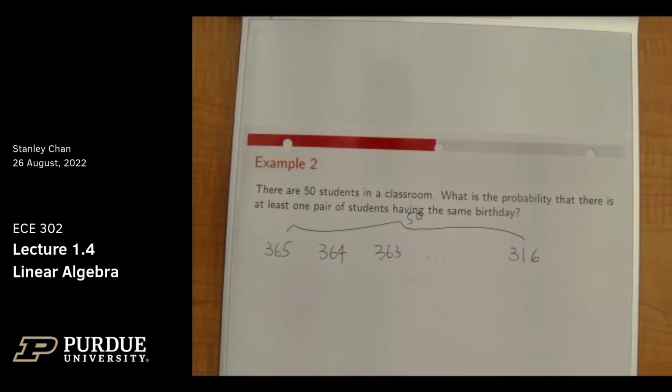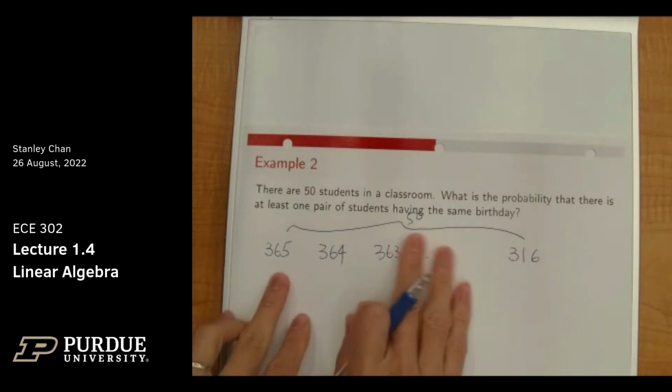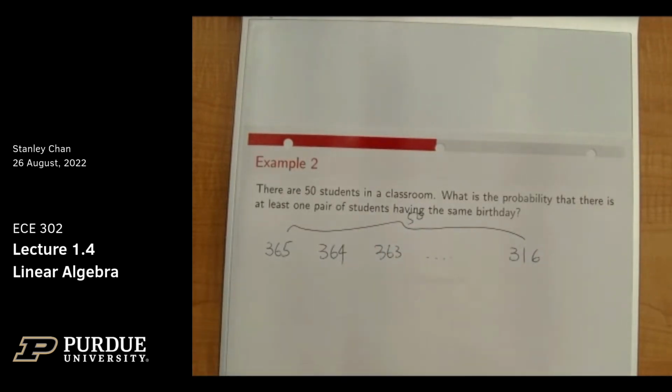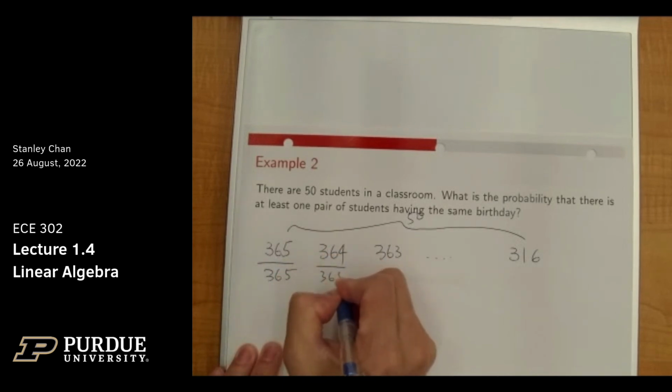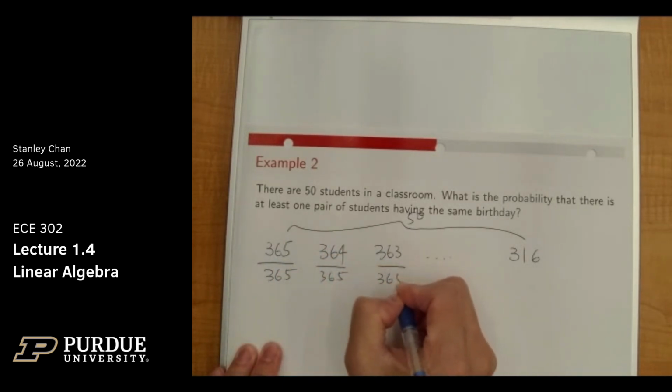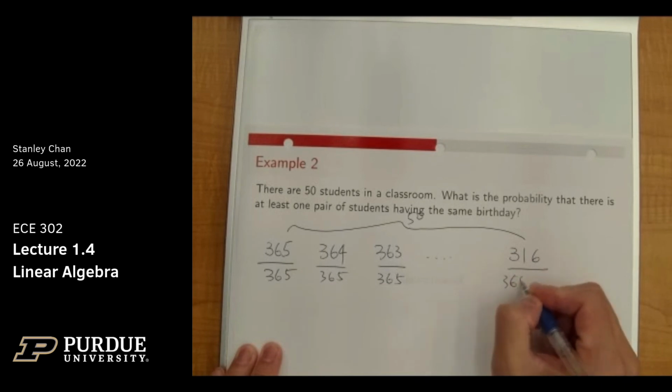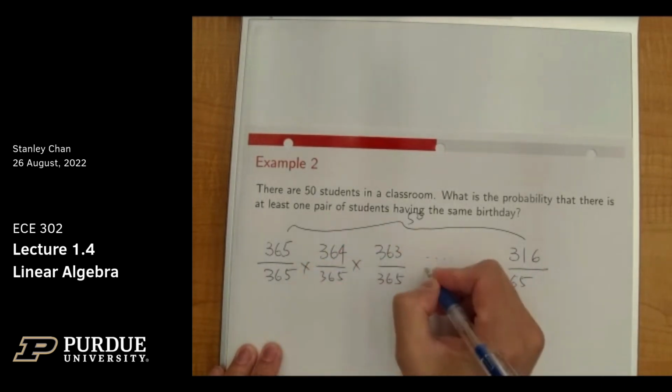You see the logic, right? So let's calculate the probability that everyone is different, and then calculate the 1 minus. So let's say you have 50 students in this case. Then what will be the denominator? Well, the denominator is obvious, just 365. This is the probability for each one, right? 365. And you're going to multiply them.